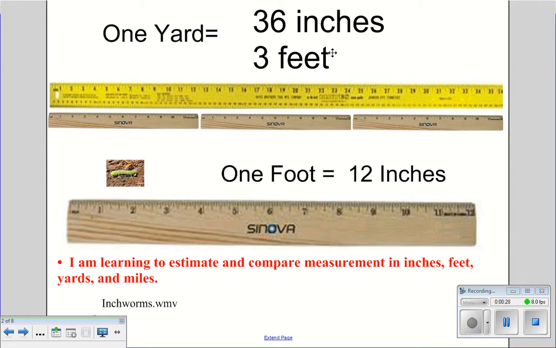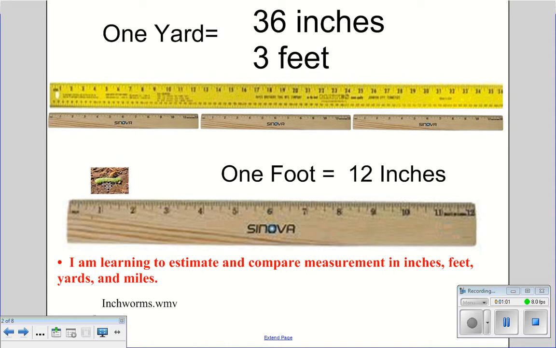What I wanted to show you is the differences between a yard and a foot. So right here we have 1 yard, this is a yardstick, and a yardstick is equal to 36 inches, which is the same as 3 feet. As you can see, I've shown you by putting 3 1-foot long rulers underneath the yardstick so you can see how that matches up. 1 foot is equal to 12 inches.